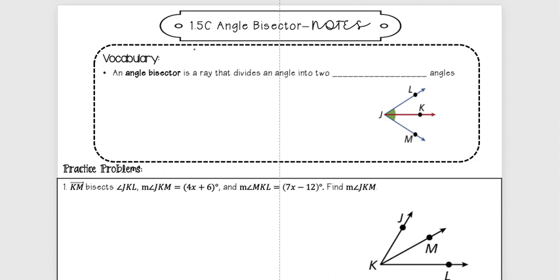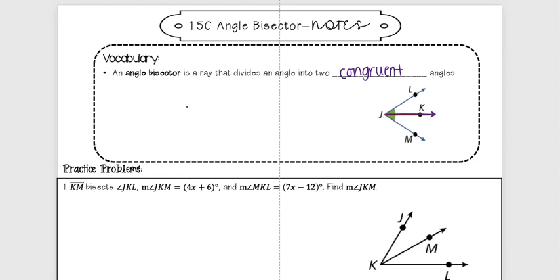Today we are going to be talking about 1.5c angle bisector. An angle bisector is a ray that divides an angle into two congruent angles. You can think of this like a segment bisector. Remember from our last unit, that was a segment or a line that cut a segment in half. This is the same thing, but instead it's a ray. Like in this case, the ray JK is cutting this angle in half.